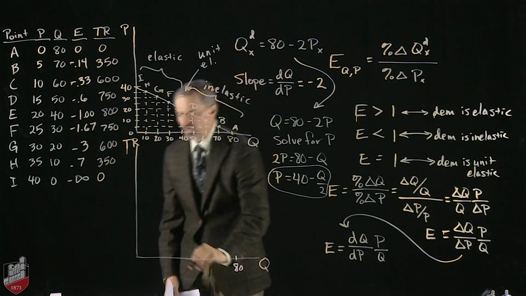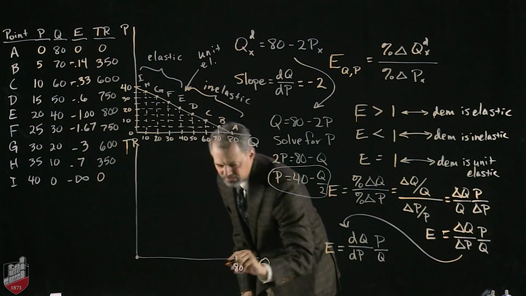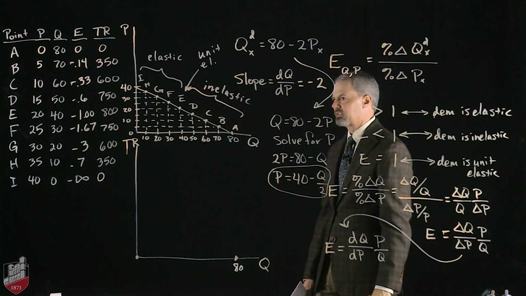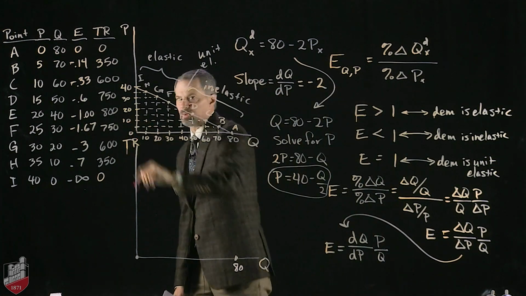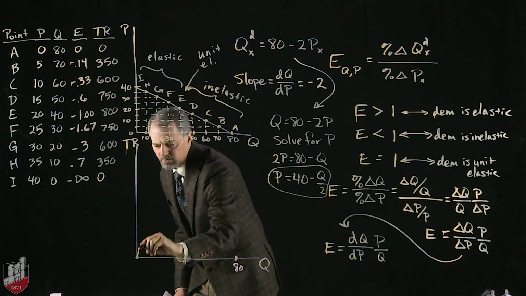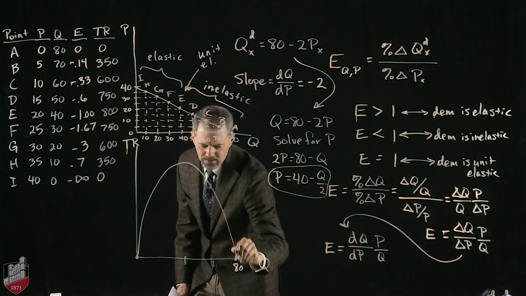Here's what happens. Our total revenue is 0 down here where we're selling 0 units. It's also 0 when we're selling 80 units because we're charging a price of 0, and it's at a maximum right at the middle. So here's what total revenue does. It comes up, it reaches a maximum, and then it goes back down.